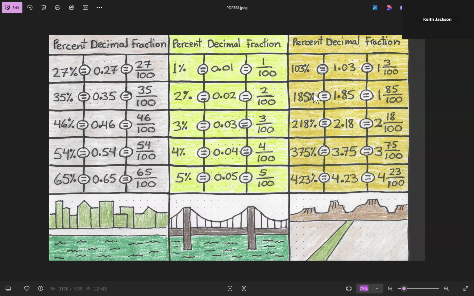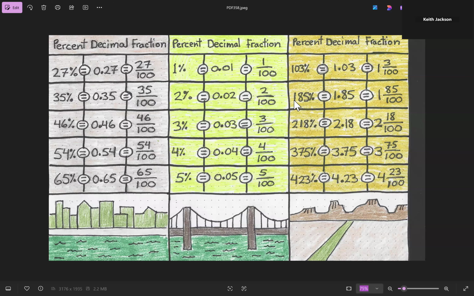But what if we had larger percents like 103%? Yeah, there is such a thing as 103%. There's such a thing as 423%, but let's go back to 103%, and that is the same as saying 1 and 3 hundredths or 1.03, and we can actually write it as a mixed fraction or a mixed number, just like this, 1 and 3 hundredths.